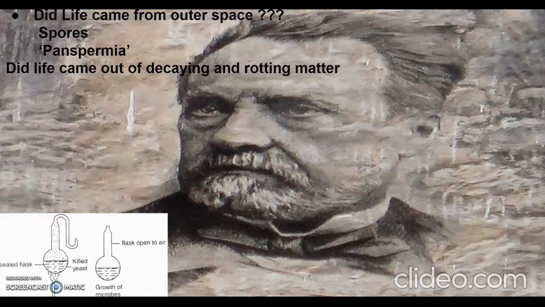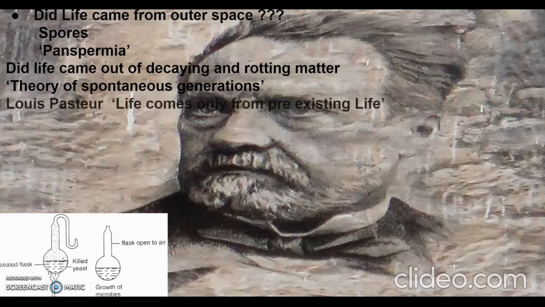For a long time it was also believed that life came out of decaying and rotting matter like straw, mud, etc. And this was the theory of spontaneous generation. Louis Pasteur, whose picture you can see, by careful experimentation demonstrated that life comes only from pre-existing life.